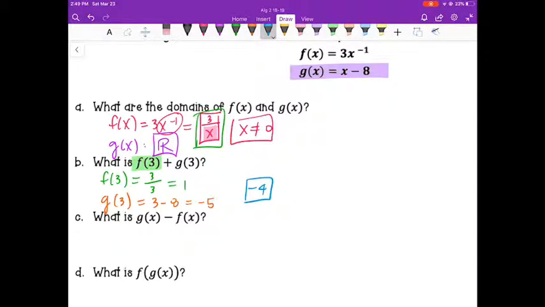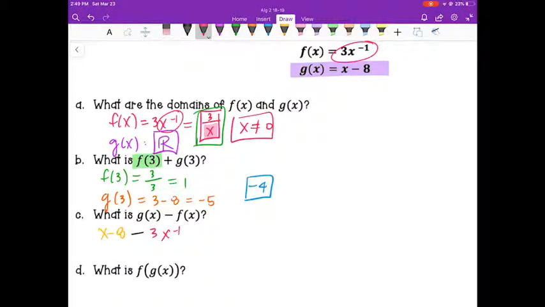And g of x minus f of x. So we want to take our g of x function, which let's say that's x minus 8, and we are going to subtract. Let's go back to our original function, 3x to the negative first. If I could combine something, I should, but I can't, so I won't. And there we have it.